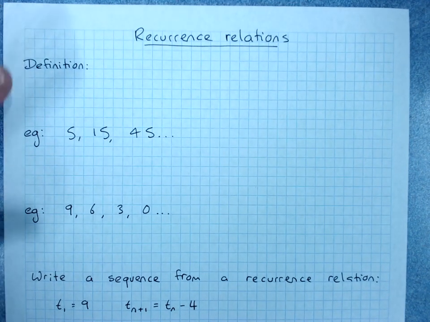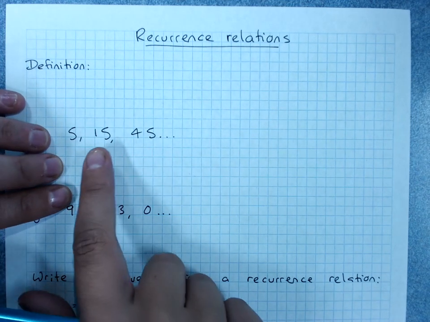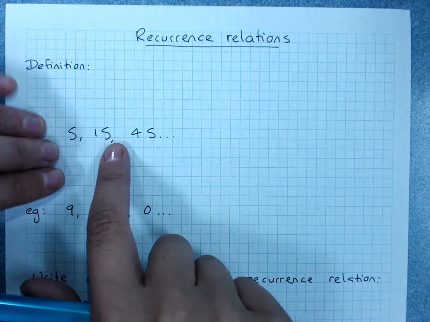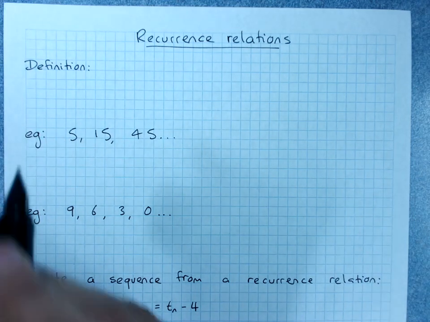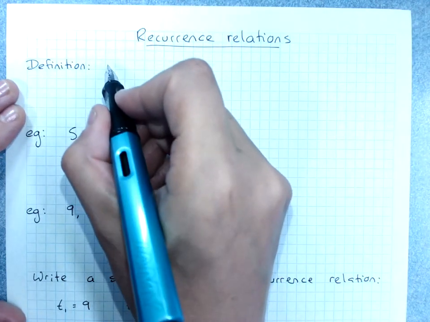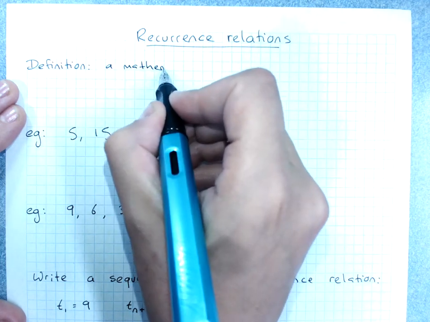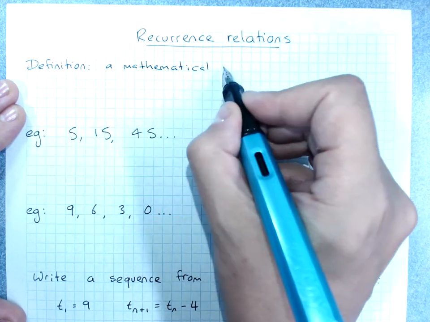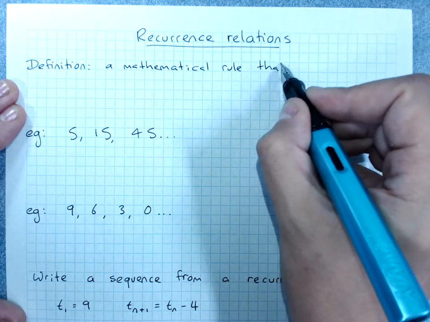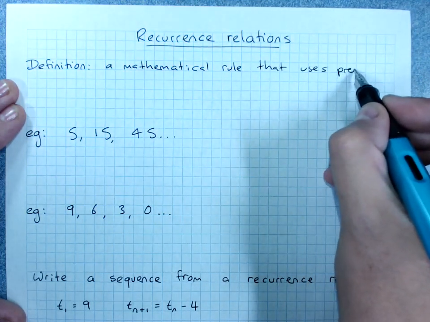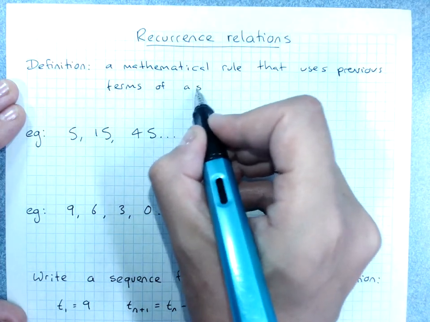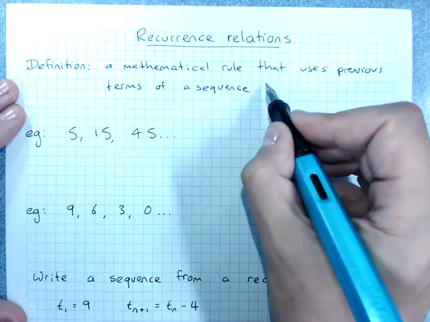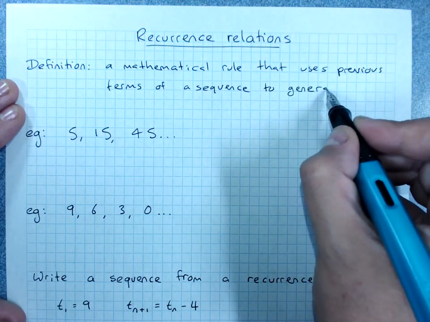Previously, we learned that a number pattern can be called a recurrence relationship or recursion if we get the next term by doing some repeated calculation to the previous term. So the definition of a recurrence relation is a mathematical rule that uses the previous terms of a sequence to generate the next terms.